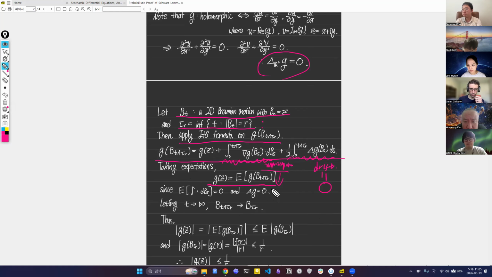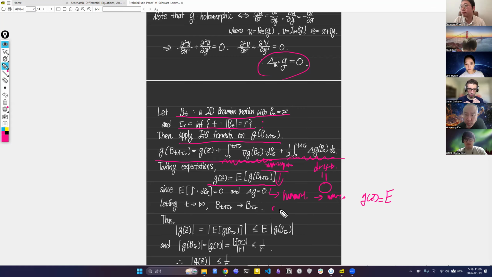I should mention one more thing. The g was the harmonic function, so we get the martingale, which results in the value at the point being exactly equal to the expectation.